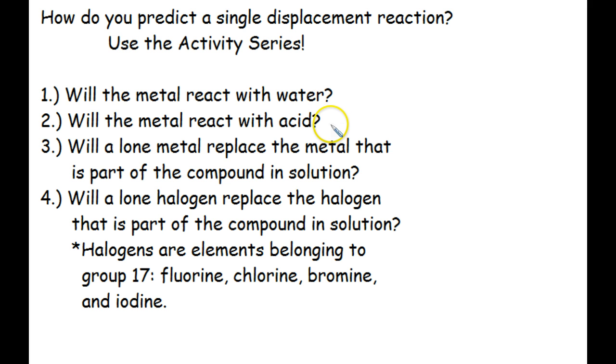Will the metal react with acid? Will a lone metal replace the metal that's part of the compound in solution? And will the lone halogen replace the halogen that's part of the compound in solution? And in case you don't remember what a halogen is, halogens are all the elements in group 17: fluorine, chlorine, bromine, and iodine. Now, what is this activity series that I'm talking about?